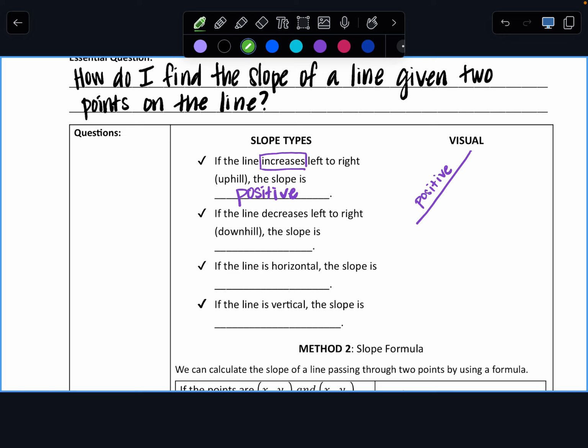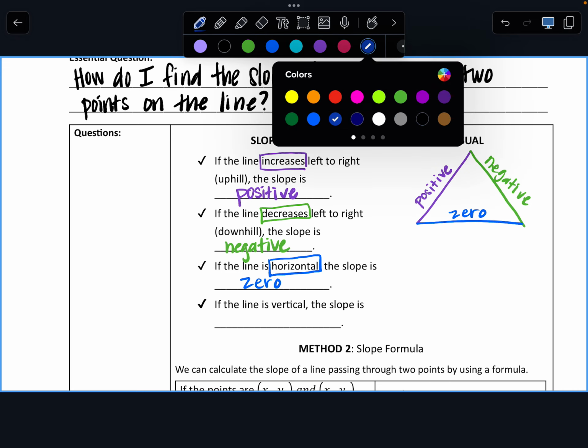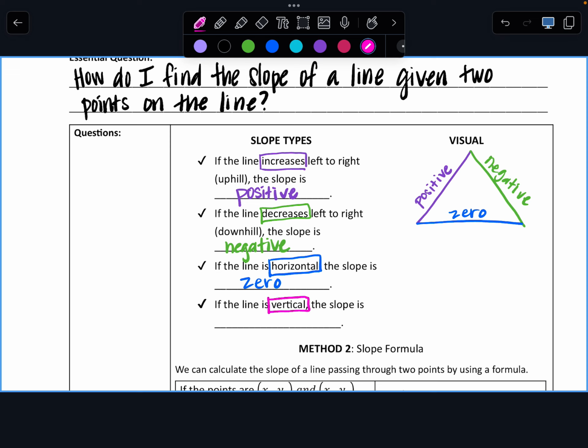If the line decreases left to right, the slope is negative. If the line is horizontal, the slope is 0. And if the line is vertical, the slope is undefined. So vertical line, the slope is undefined.